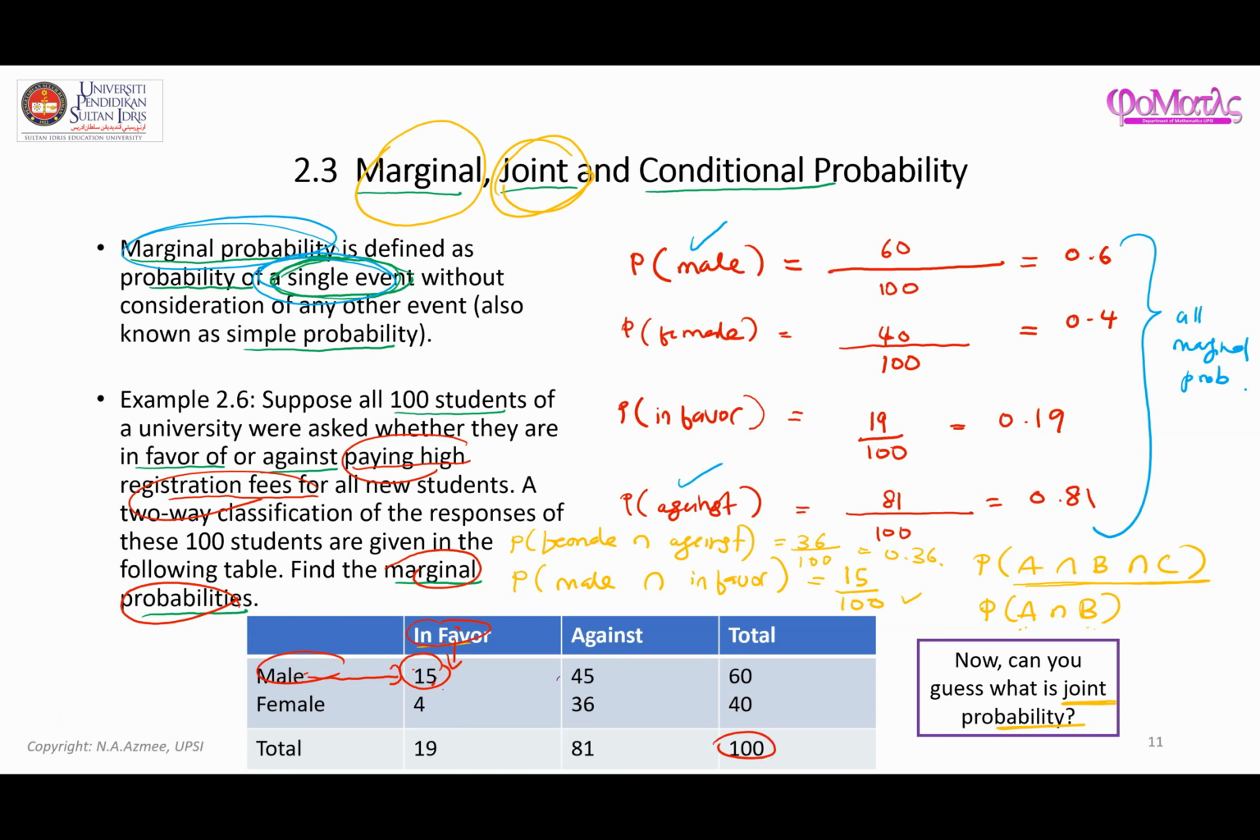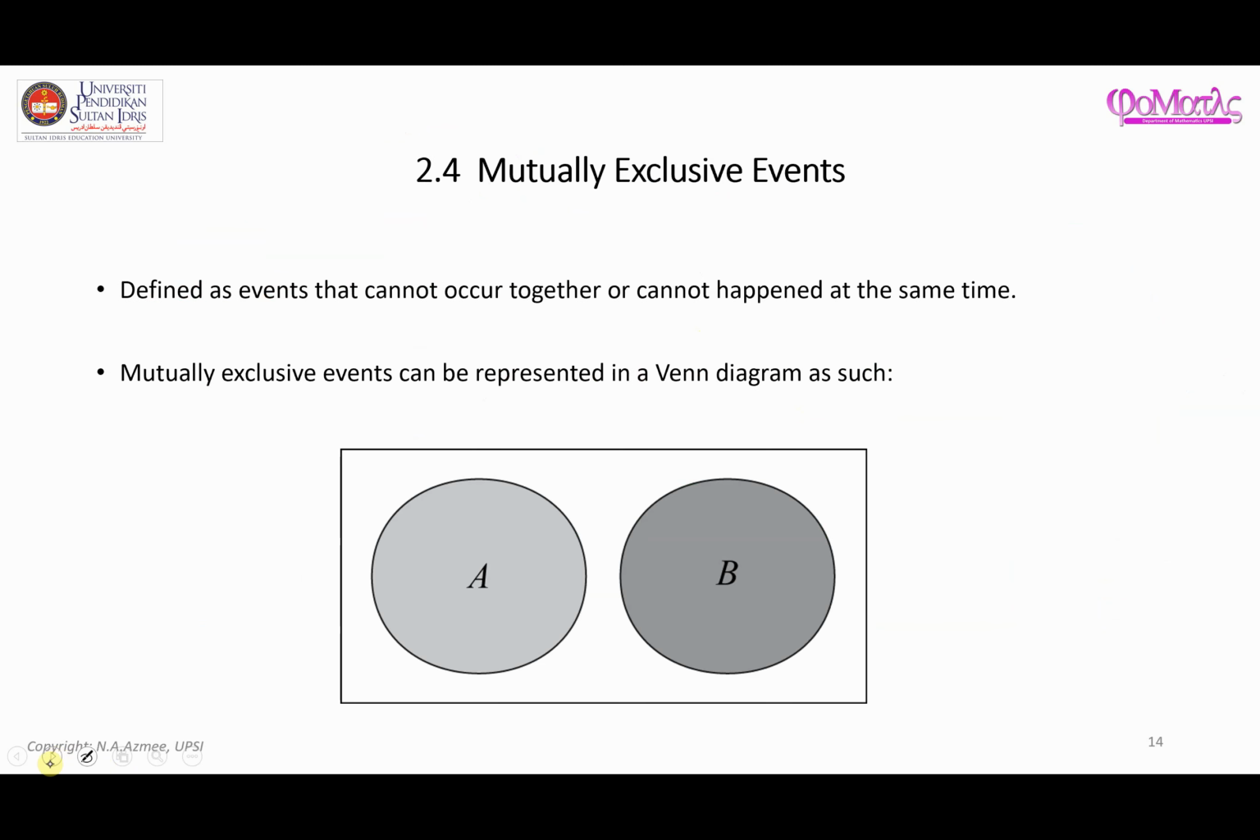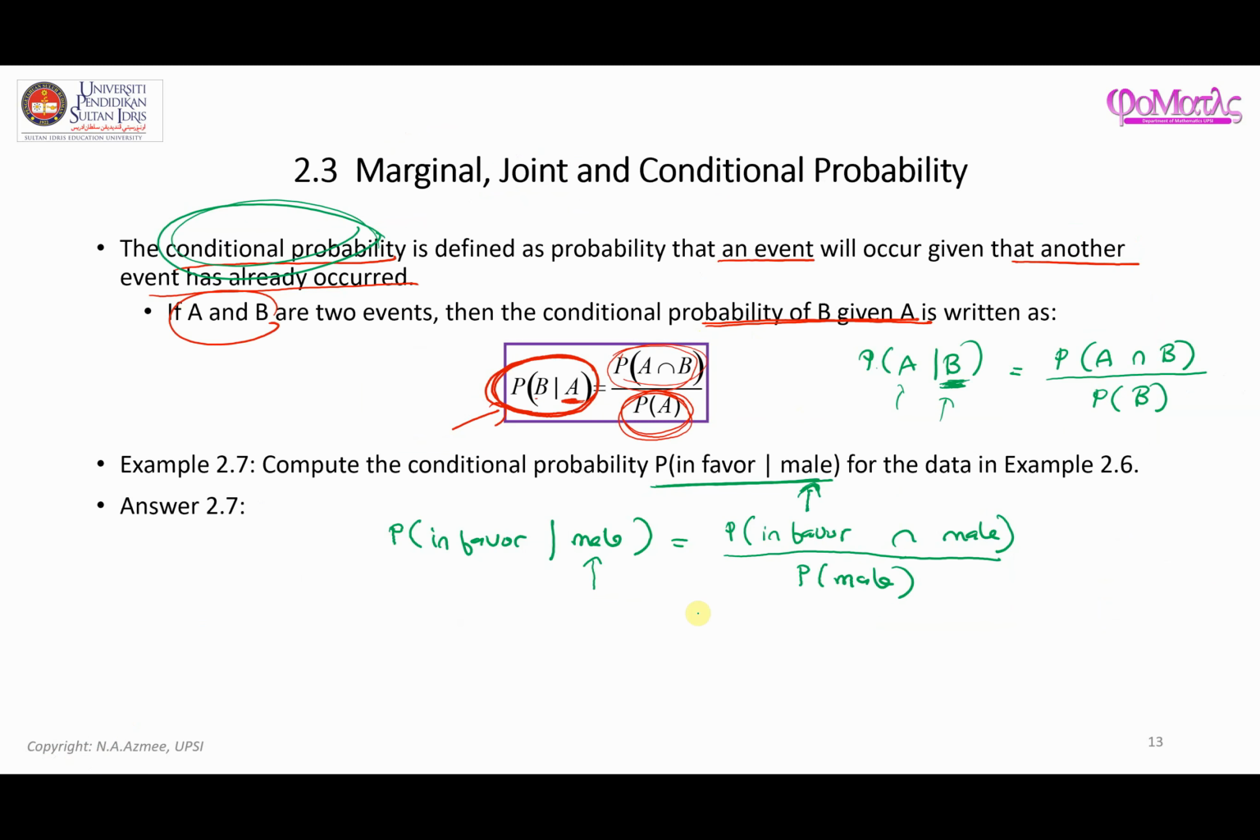And since we already know that the event male has already happened, you should be able to find what's the probability of male. So probability of male is given right here, which is 0.6. So we're just going to put in this information and calculate the conditional probability. Now this one is going to be 0.15, 15 over 100, and at the bottom is going to be 0.6. So the answer for this question, the conditional probability for in favor given male, is going to be 0.25.